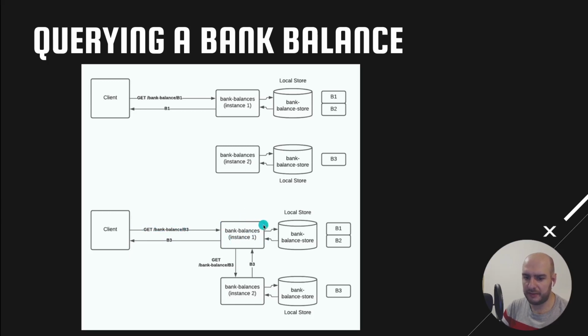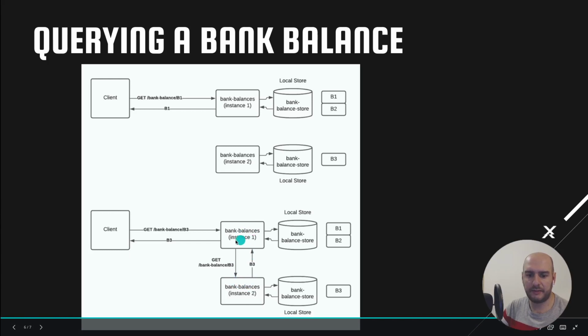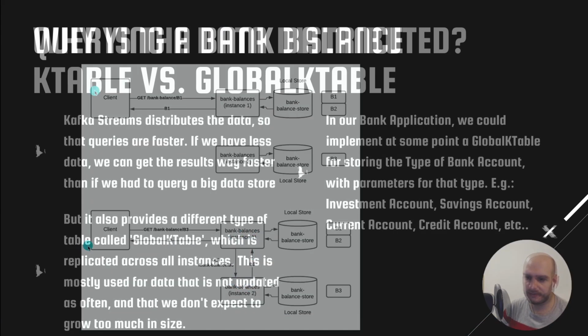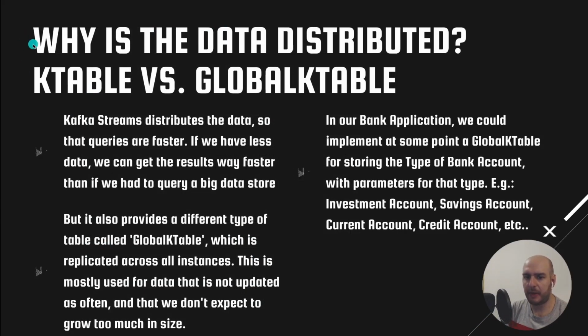So in this case, the instance will ask Kafka in which host is bank balance 3 found, and Kafka will tell that the balance is found in instance 2. So instance 1 is going to call instance 2, get the balance 3, and finally return it to the client.